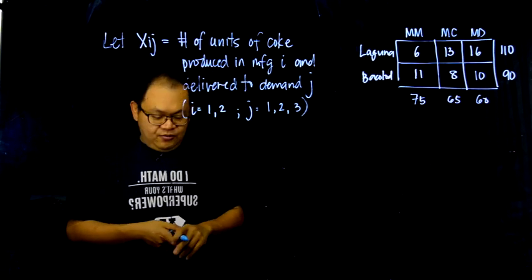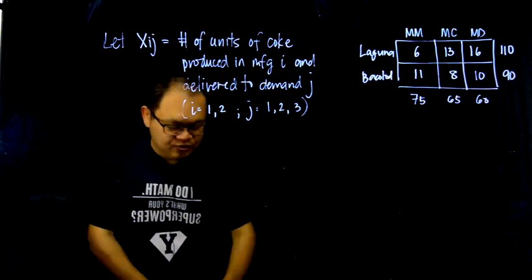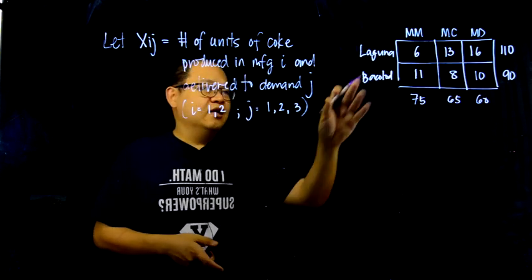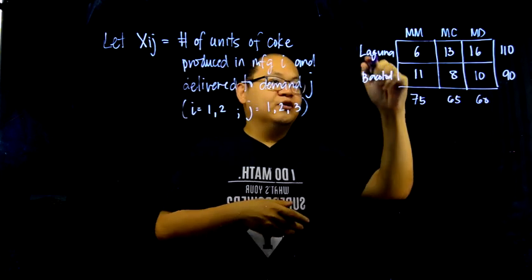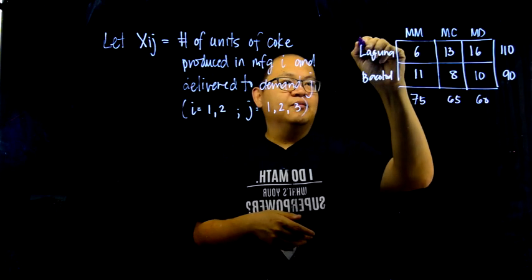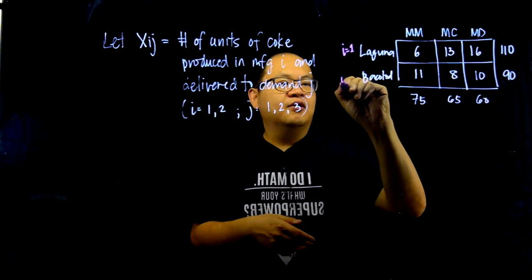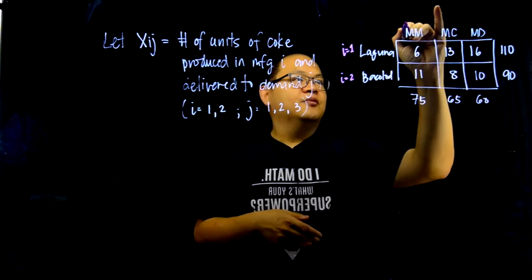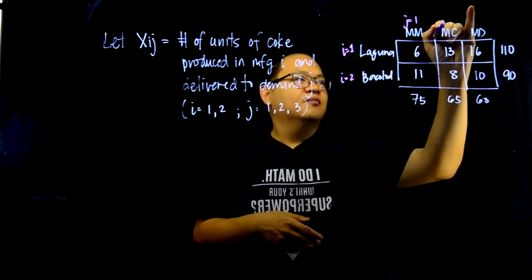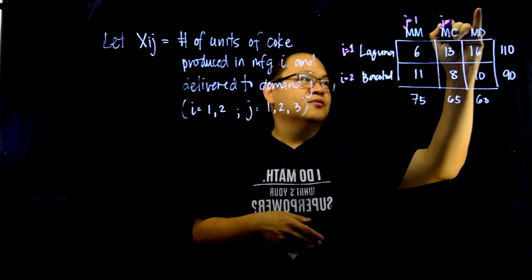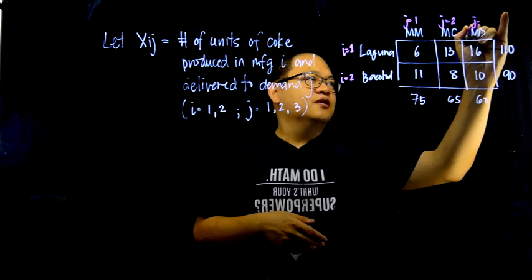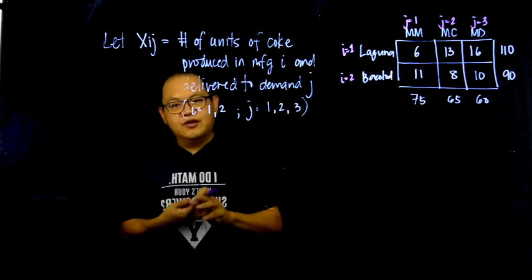Okay? Now, so what is I equals 1 and 2 and J equals 1, 2, and 3? In this problem, we can actually identify or label Laguna to be I equals 1 and Bacolod to be I equals 2, Metro Manila to be J equals 1, Metro Cebu to be J equals 2, and Davao to be J equals 3.